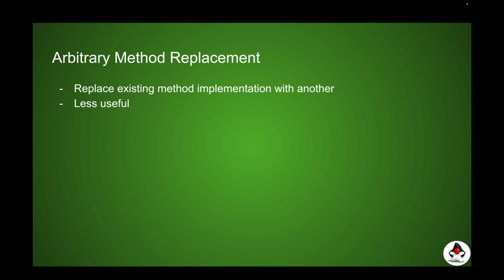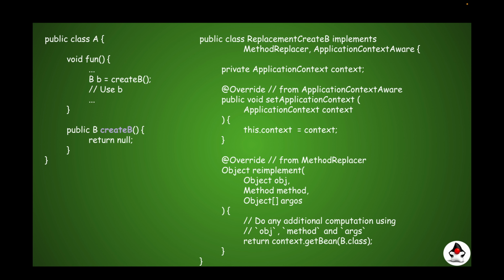Okay, now there is another type of method injection which is called arbitrary method replacement. That means just to replace the method. It replaces an existing method implementation with another, but it is less useful. So if you know what you are doing, then you can use it. How do we use it? Let's say we have a class A. This is the same class, and here we have a method called fun, and it calls the createB method, and it uses the value returned by the createB method.